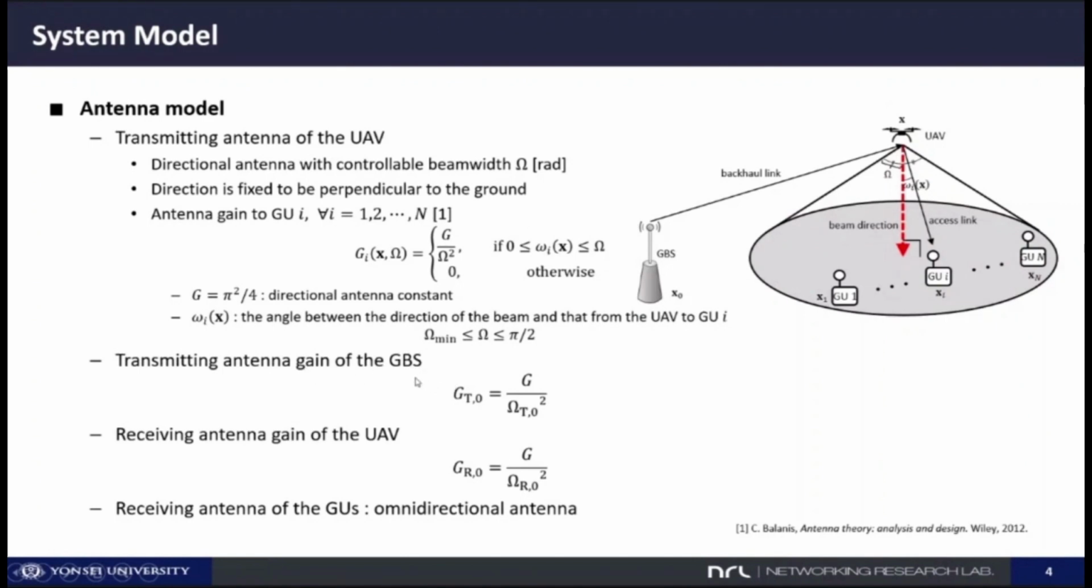Also, we assume that the ground base station has a directional antenna for transmitting, and the UAV has a directional antenna for receiving, and they have an antenna gain like this. And for simplicity, we assume that all ground users are equipped with omnidirectional antennas for receiving.